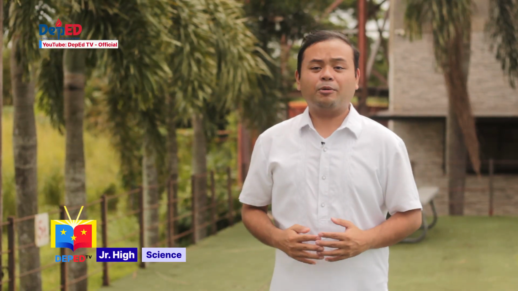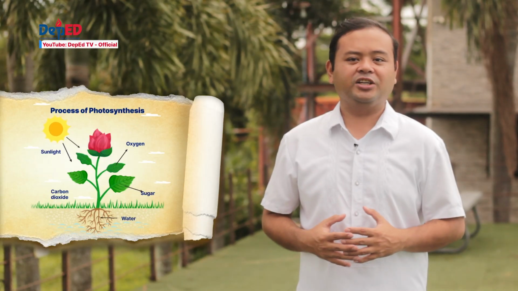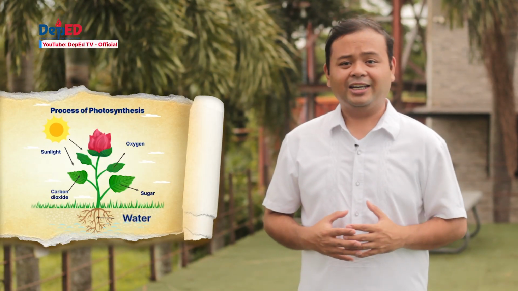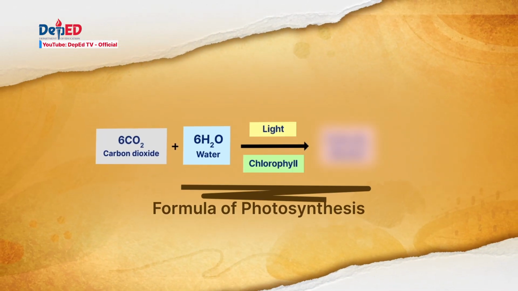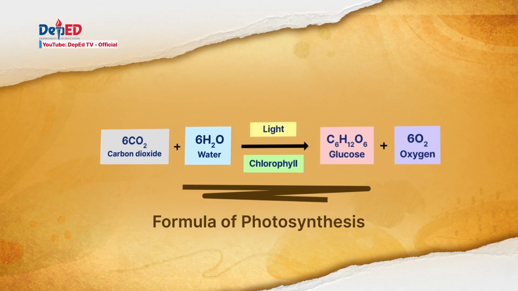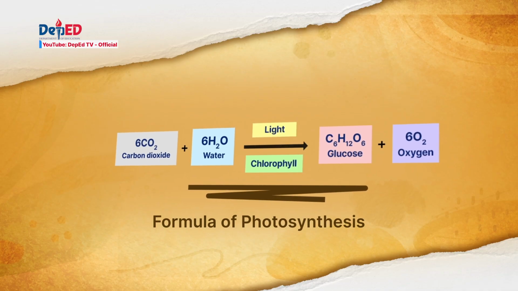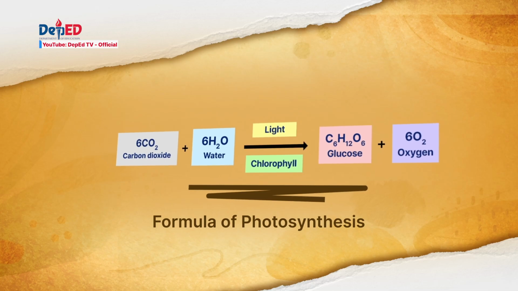This is DepEd TV! Last time we discussed photosynthesis. We learned the process of making food for plants. It involves the energy from the sun, water, and carbon dioxide. It gives off oxygen and makes simple sugar like glucose. The standard formula for photosynthesis is 6 atoms of carbon dioxide plus water through the energy from the sun absorbed by the chlorophyll will yield glucose and oxygen.